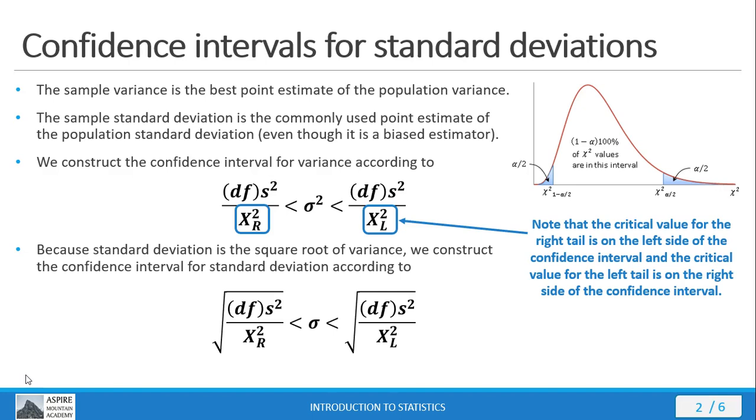Because what we're doing is going through an unbiased estimator, namely the variance. So by using the variance as a sort of back door, we can actually take a biased estimator that is the standard deviation and use it as the point estimate for the population parameter.